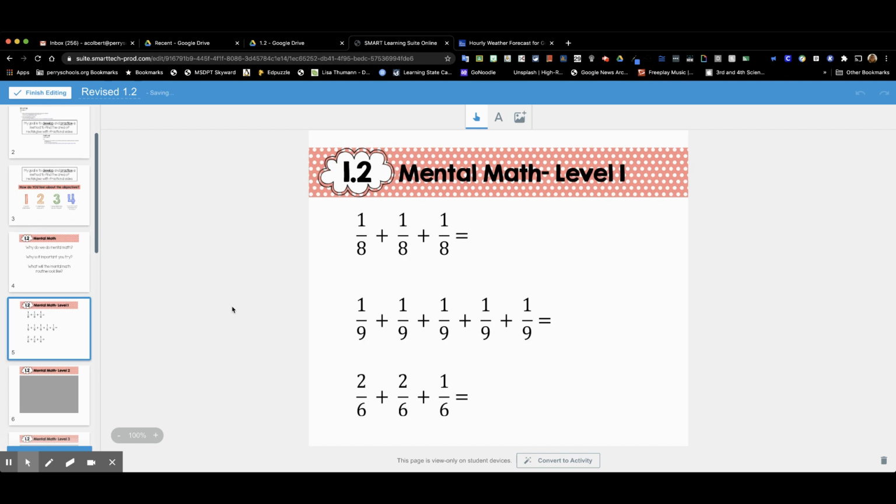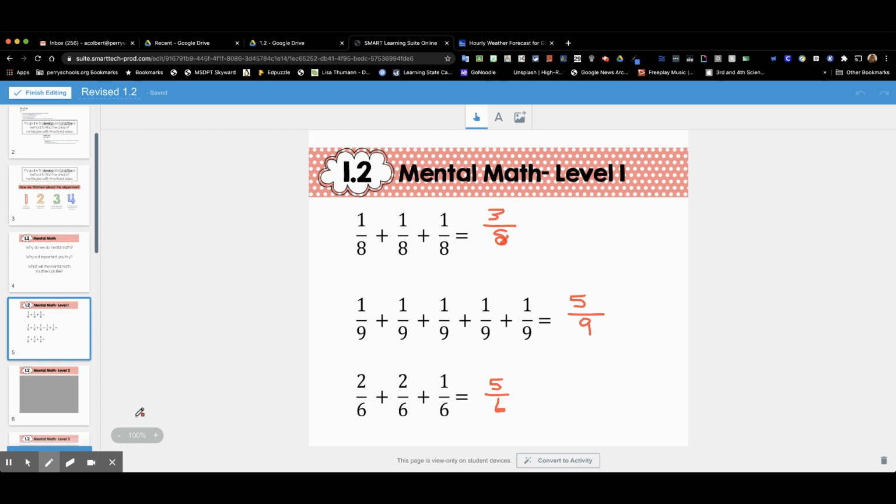So here are some mental math problems. I would like you to pause the video after I've read through these, write down the answers. You should not have to write out the actual problems and work, but if you do, that's fine for this. This is our first round. But for mental math, again, pause for this. We've got 3 different levels I'm going to show you here. You'll have 1/8 plus 1/8 plus 1/8. 1/9 plus 1/9 plus 1/9 plus 1/9 plus 1/9, and then 2/6 plus 2/6 plus 1/6. Pause the video here, come back, and I will give you the answers to these.